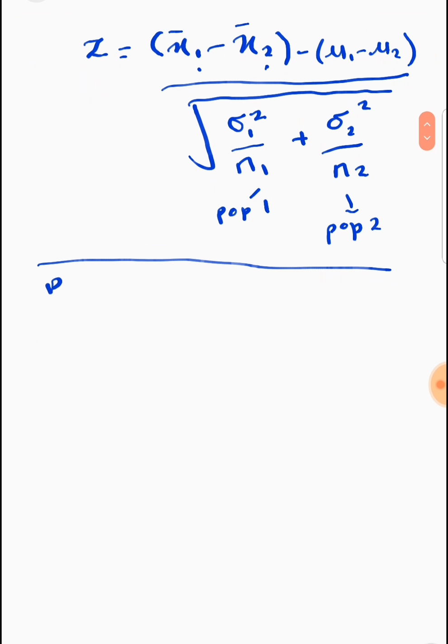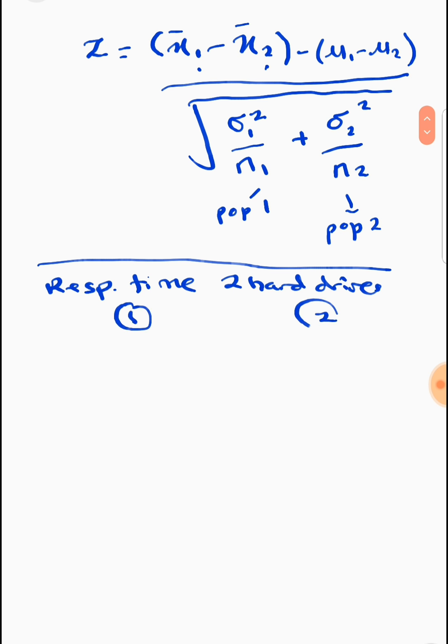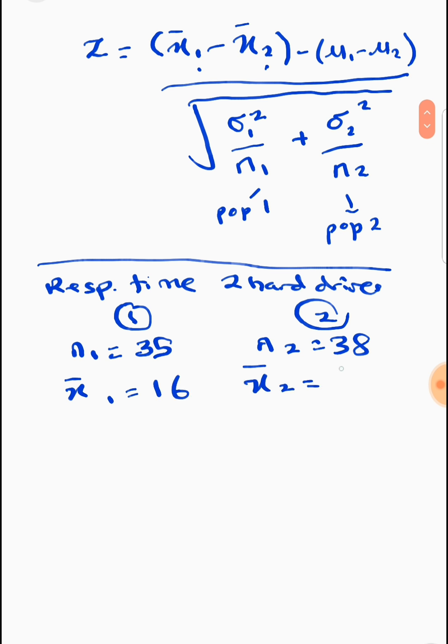Let's say we want to look at response time for two hard drives. They're measured in time, of course, and the values are given as, let's take this as sample 1 and this as sample 2. For sample 1, they tested 35. For sample 2, they have 38 of them. And what do you have for the mean? x1 bar is 16 and x2 bar is 13. The standard deviation, the s over here, is actually sigma. Let's just play with consistency. So sigma 2 is 4.